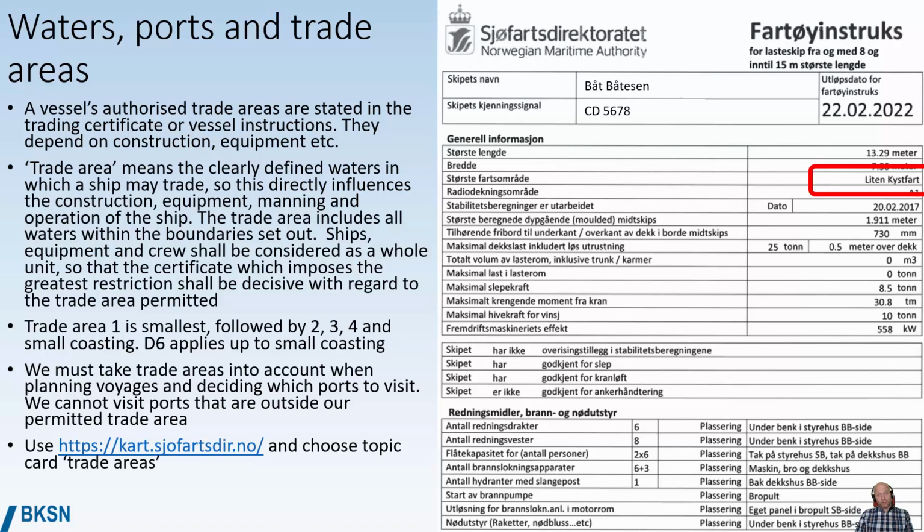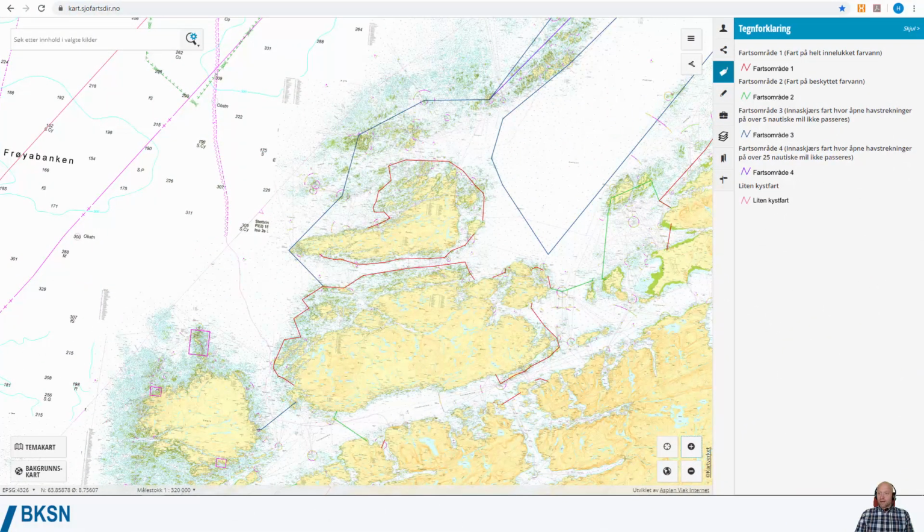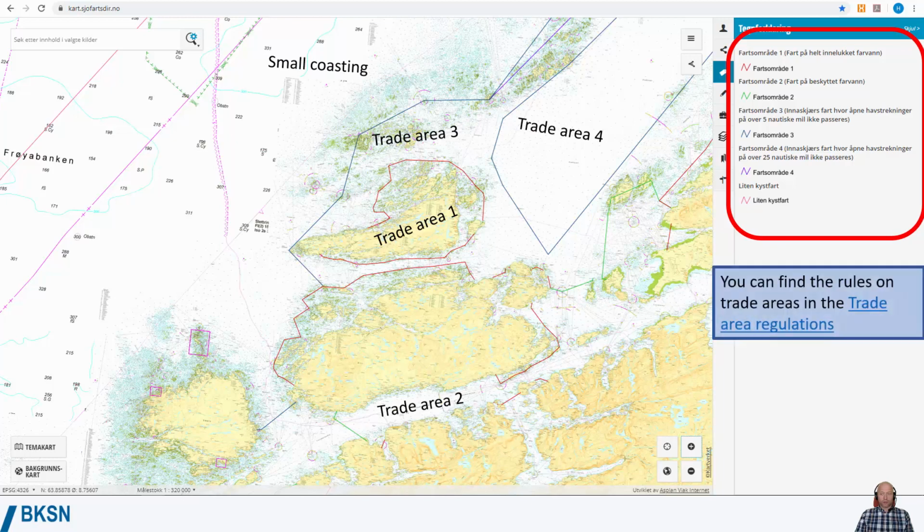To find out where the limits for the different trade areas are, we have to use the chart service at Sjøfartsdirektoratet and choose the topic card trade areas. If we do that, we end up having a chart image like this. We have the explanation which we've displayed here: fartsområde 1, 2, 3, 4 and liten kystfart. Trade area 1, 2, 3, 4 and small coasting. And we'll have a little bit closer look at what these different areas mean.